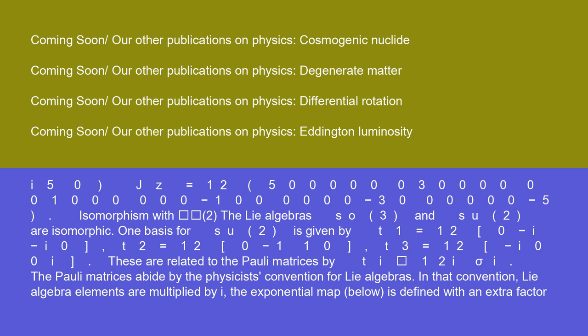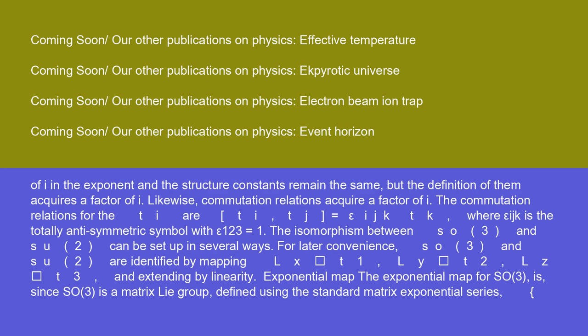The Pauli matrices abide by the physicist's convention for Lie algebras. In that convention, Lie algebra elements are multiplied by i. The exponential map, below, is defined with an extra factor of i in the exponent and the structure constants remain the same, but the definition of them acquires a factor of i. Likewise, commutation relations acquire a factor of i. The commutation relations for the Ti are [Ti, Tj] = ε_ijk Tk, where ε_ijk is the totally antisymmetric symbol with ε_123 equals 1.